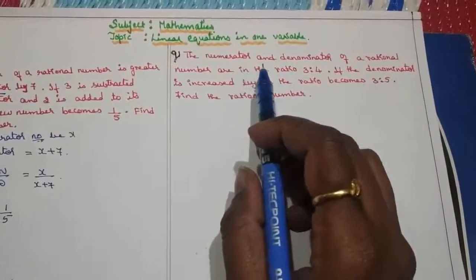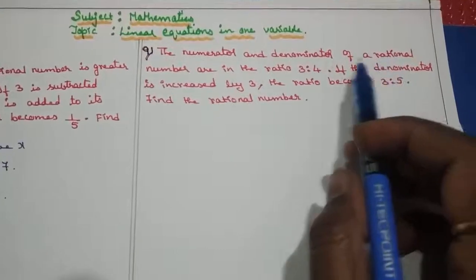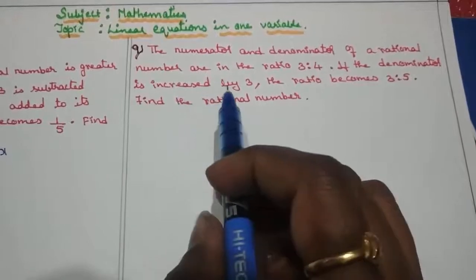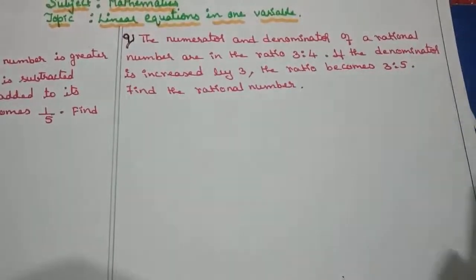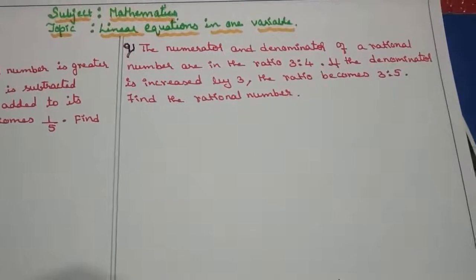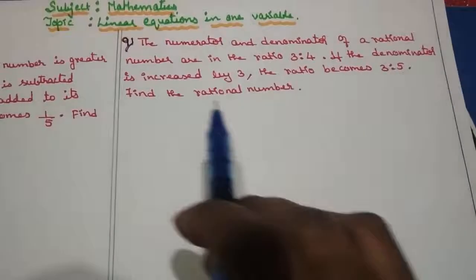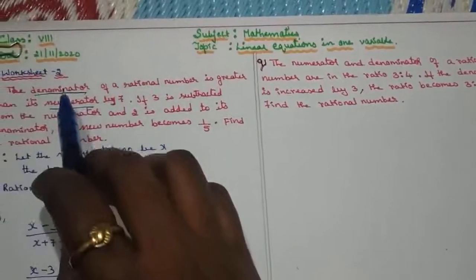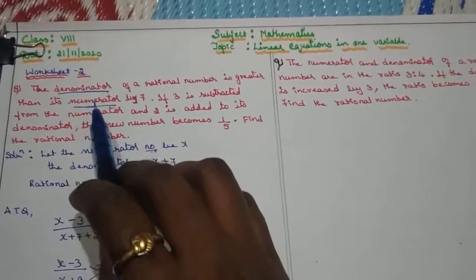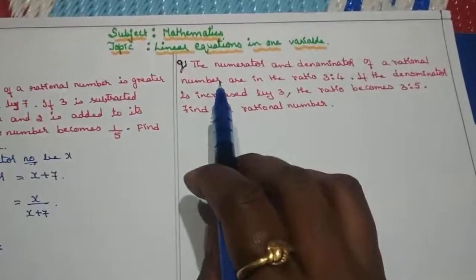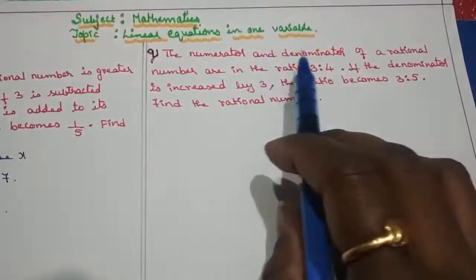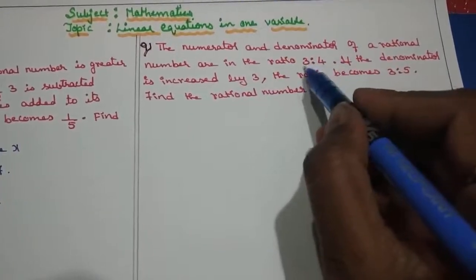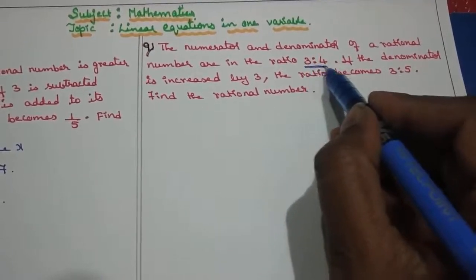Question 9. The numerator and denominator of a rational number are in the ratio 3:4. If the denominator is increased by 3, the ratio becomes 3:5. Then find the rational number. Comparing this question with the last question, there the comparison of denominator and numerator was given, whereas in question 9, he himself gave the numerator and denominator, but they are in the ratio. So we need to remove the ratio first.